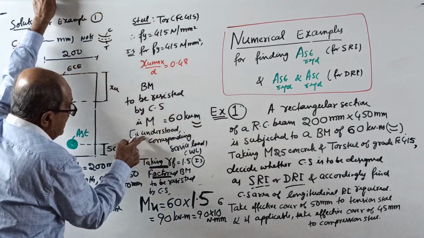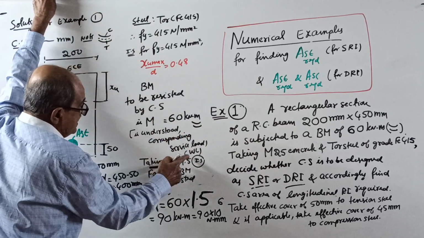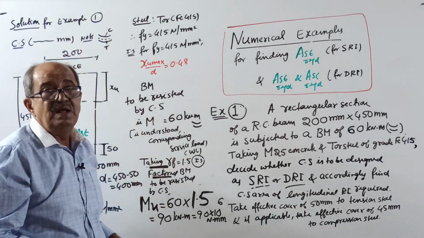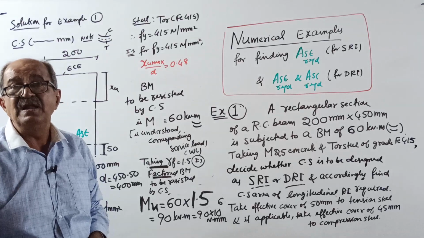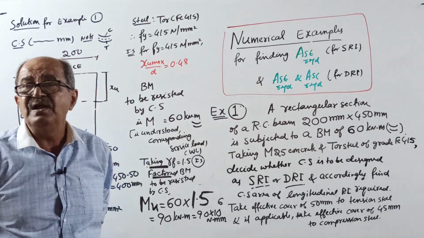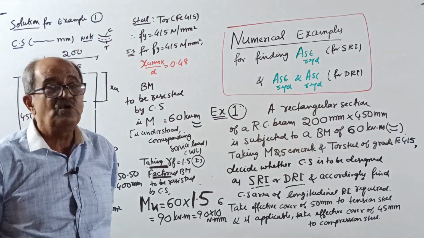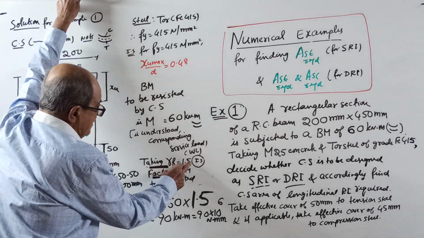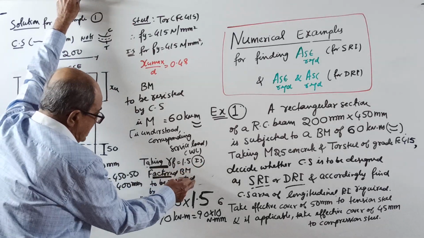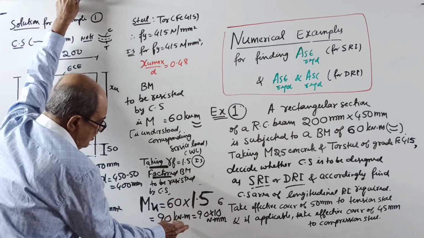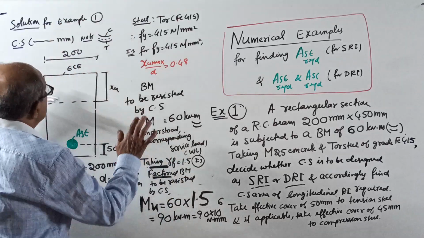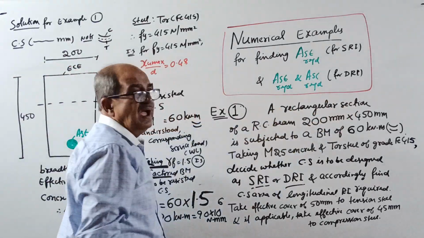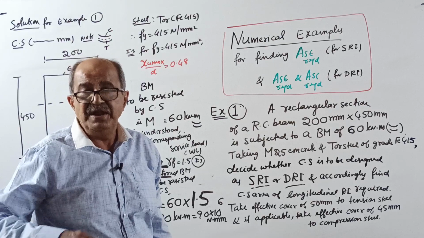Understood, it corresponds to service load or working load. Therefore, very, very important: if you forget this step, it is a criminal mistake in the design field. You are designing a structure to reach limit state or collapse state at working load only. So, taking gamma f equal to 1.5 as per IS code, factored BM Mu is 60 into 1.5, 90 kN·m. This is the basic data we wrote.